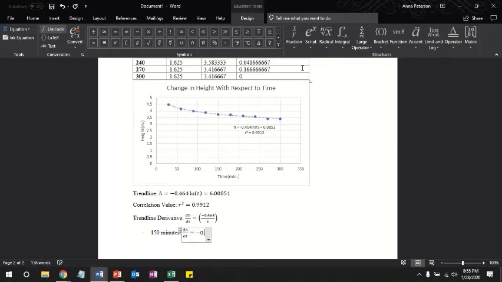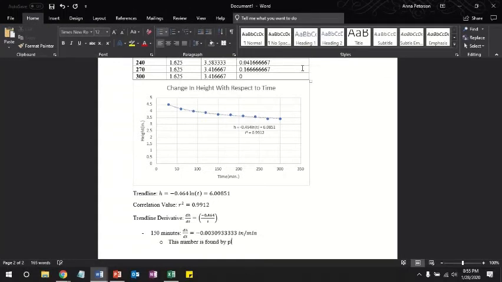Then, to find the change in height with respect to time, you use the trendline derivative and plug 150 in for the t-value. This gives you negative 0.0030933333 as the change in height with respect to time.